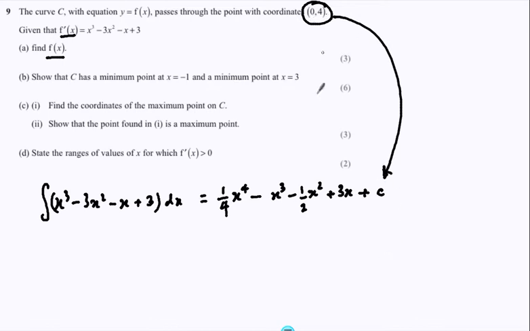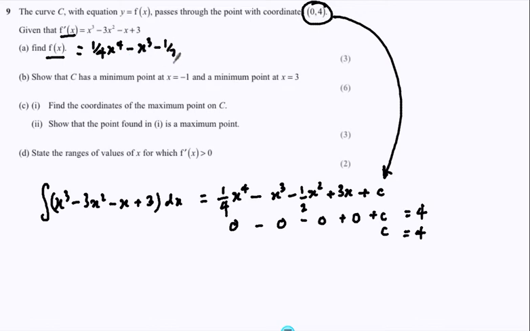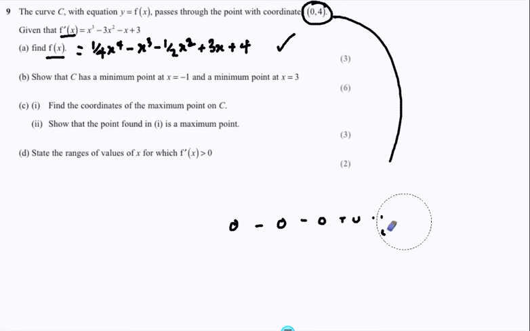This tells us if 0 goes in, 4 comes out, so let's put 0 in: 0 minus 0 minus 0 plus 0 plus c, and the answer is 4, which is telling us that c has got to be 4. Which is telling us then that f of x has got to be 1/4 x to the power 4 minus x cubed minus half x squared plus 3x plus 4. Done. Okay, let's quickly move on.